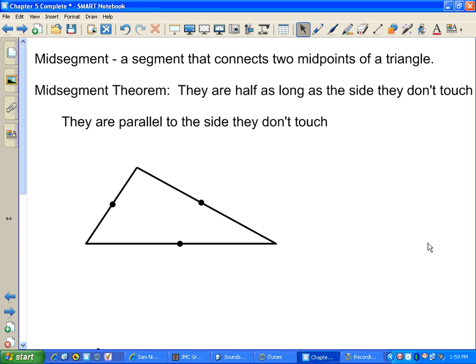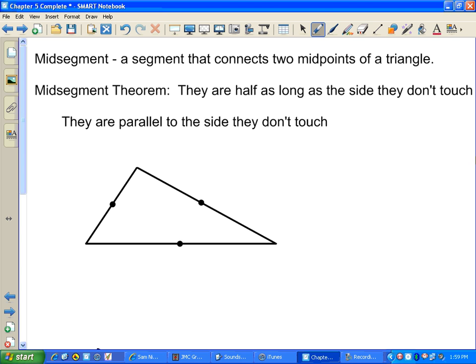This is going to be one of the shorter sections in this chapter. It has to do with these things called midsegments, which is just a segment that connects two midpoints of a triangle. And the midsegment theorem, which is something you can use in your proofs, says that if you have a midsegment, then that midsegment is half as long as the side that it's not touching, and it's also parallel to the side that it doesn't touch.